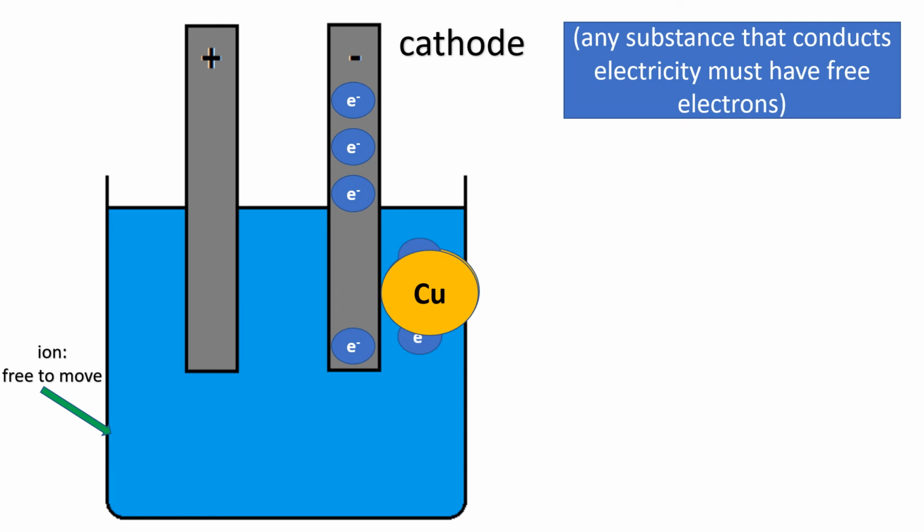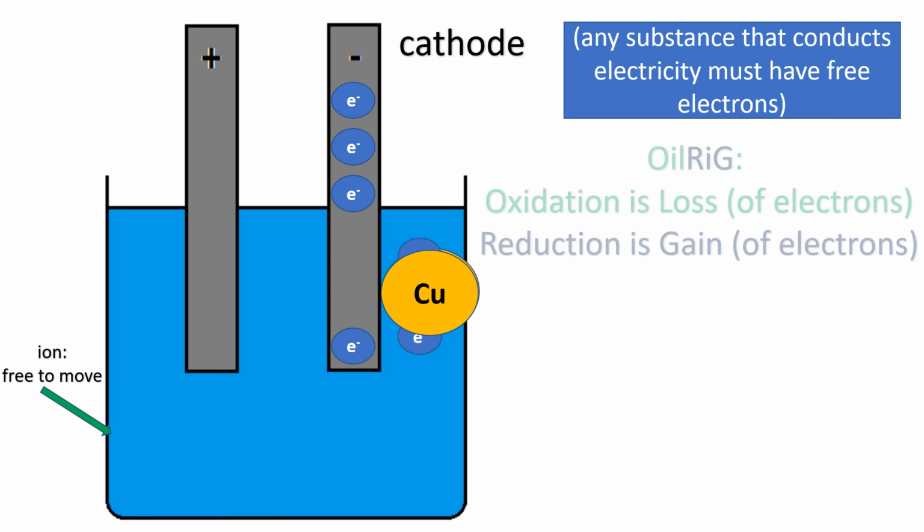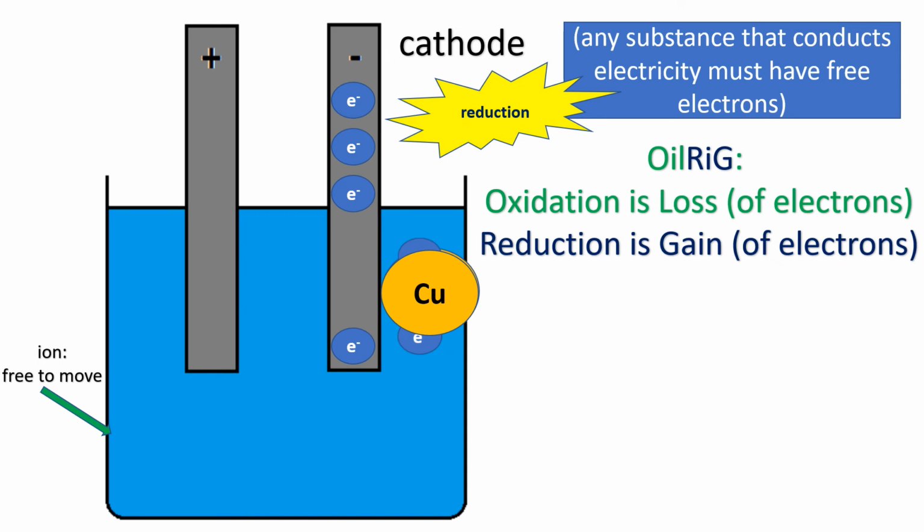So if I think about redox, you should remember the OIL RIG idea: oxidation is loss of electrons, reduction is gain of electrons. This is a reduction reaction, because it has gained electrons.